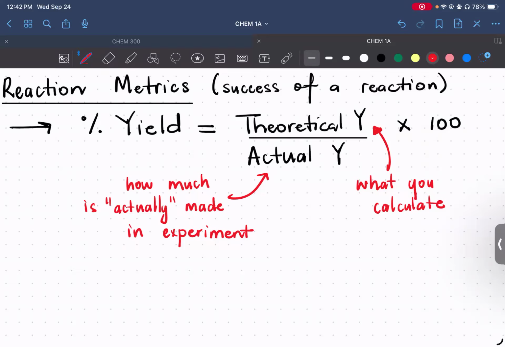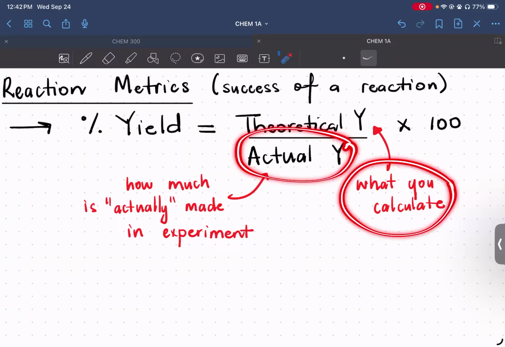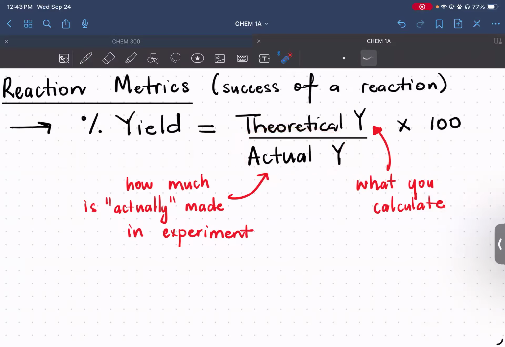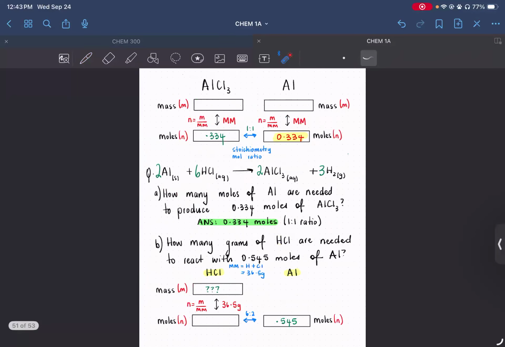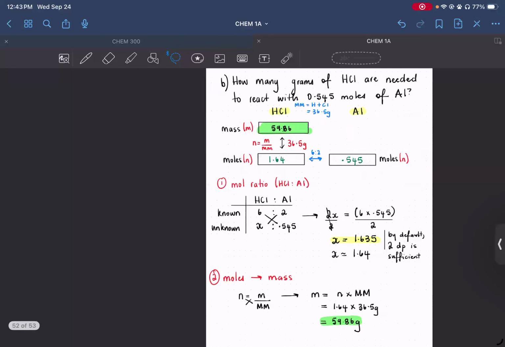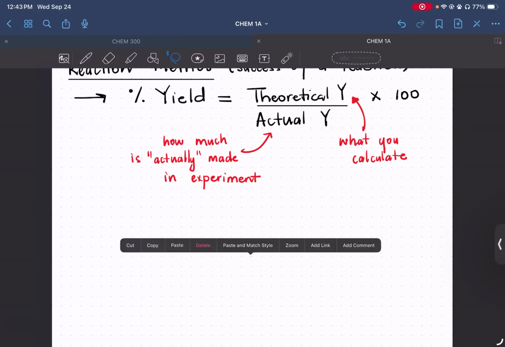So the key distinction between theoretical and actual is actual yield is a number that is based on how much you actually made in the experiment. This is not a number you would be able to calculate. It's a number I would have to give you. Theoretical yield is something you can calculate. So let us try a question using the reaction we just did. So let me just grab that reaction back and solve a question about it.